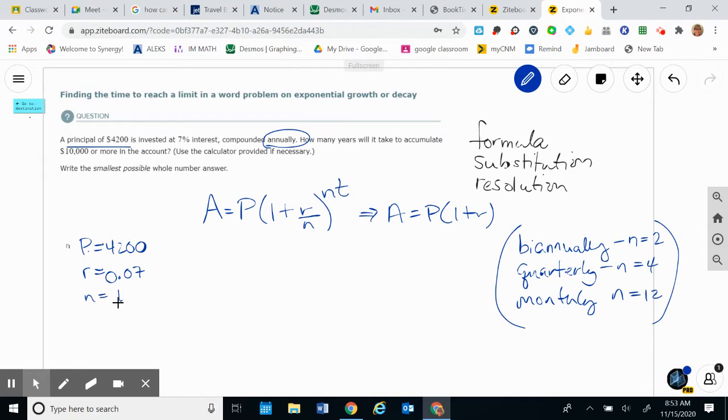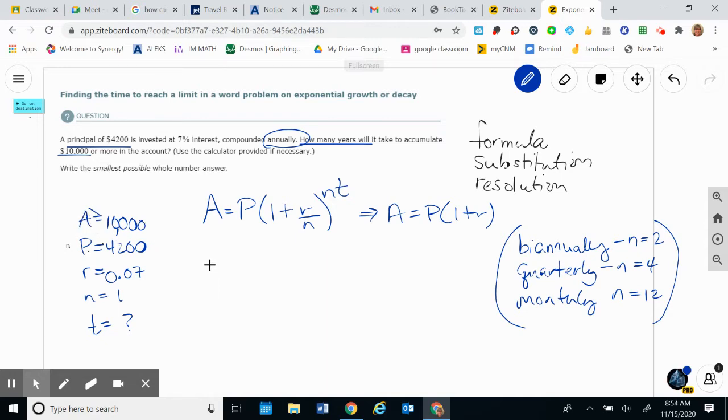And then it says how many years. So T is the thing we don't know. We have everything else except we need A. How many years will it take to accumulate 10,000 or more? So A is actually going to be equal to 10,000 or greater. So we want it greater than 10,000. So it's an inequality. But we remember when you solve inequalities, you just got to be careful about multiplying by positive or negative, and making sure you put it in the correct form. So we want the amount to be greater than 10,000.